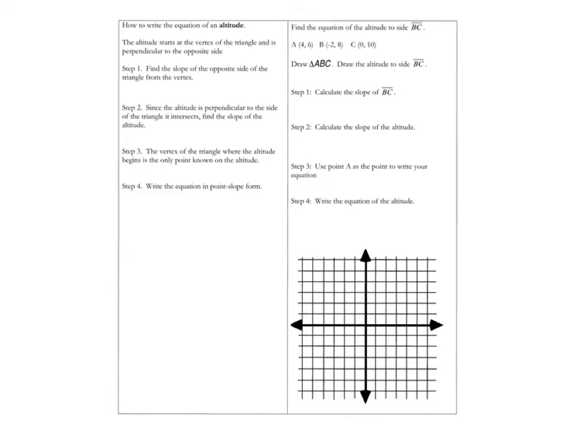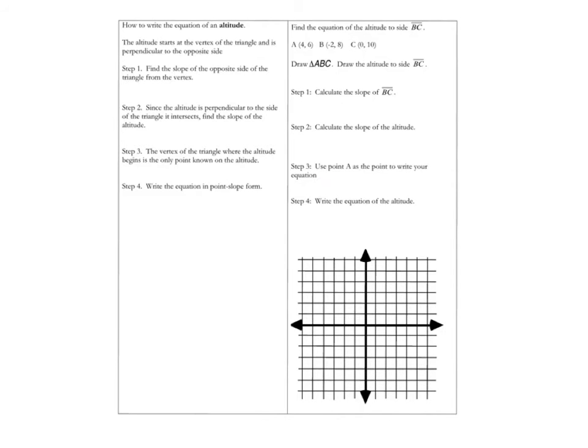All right, let's do the altitude. So again, I like to think of what is an altitude to start out. An altitude starts at the vertex of a triangle, and it's perpendicular to the opposite side of the triangle. As soon as I hear the word perpendicular, my brain is flashing opposite reciprocal slopes, which, when we're connecting perpendicular to anything algebraic, we're going to be using opposite reciprocal slopes.